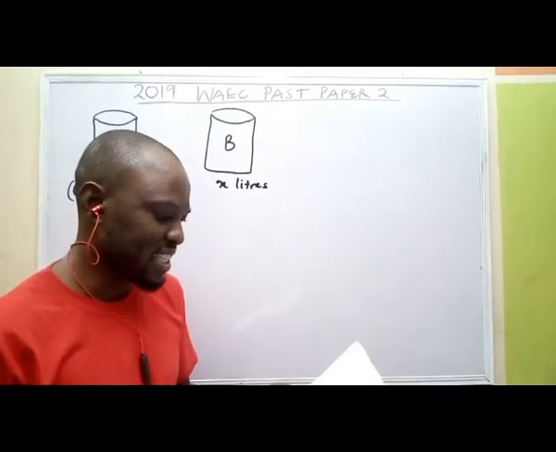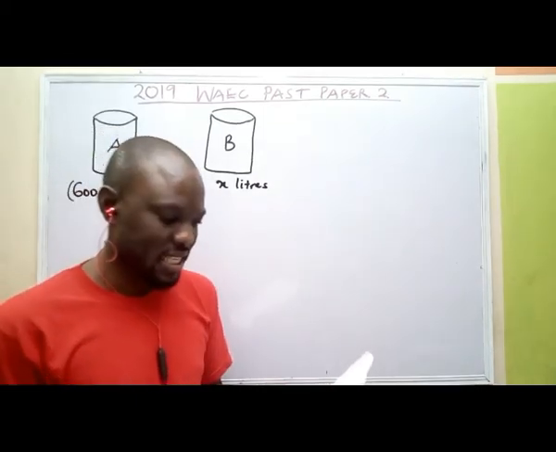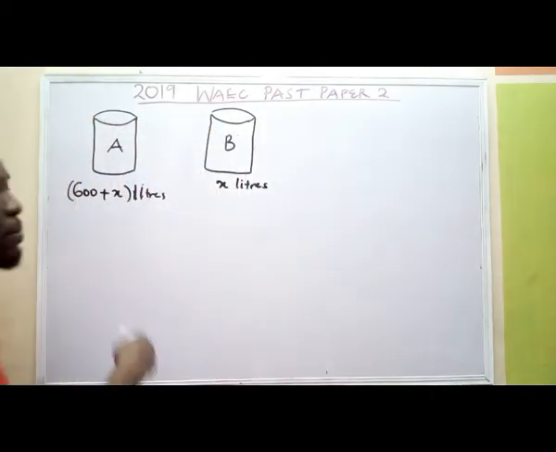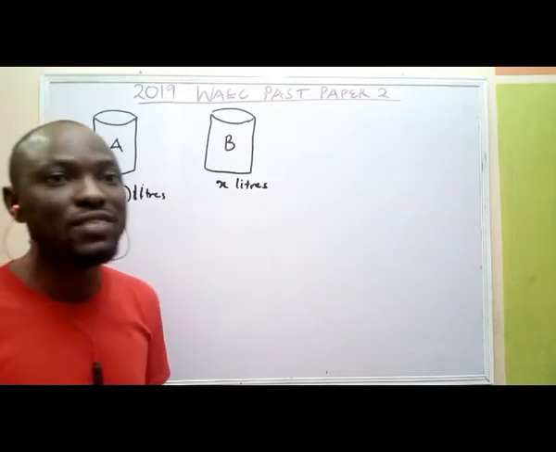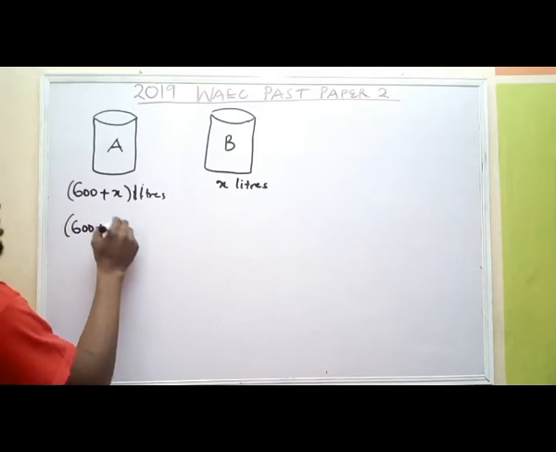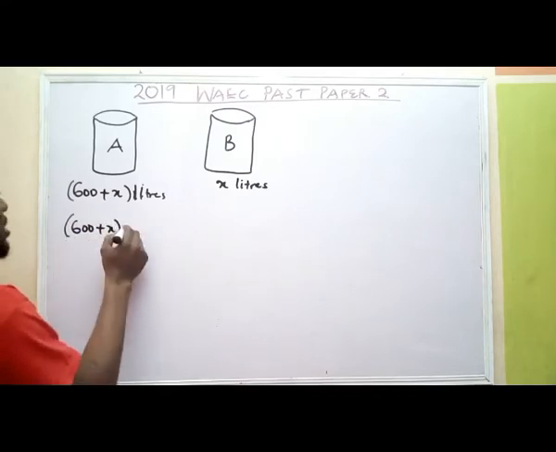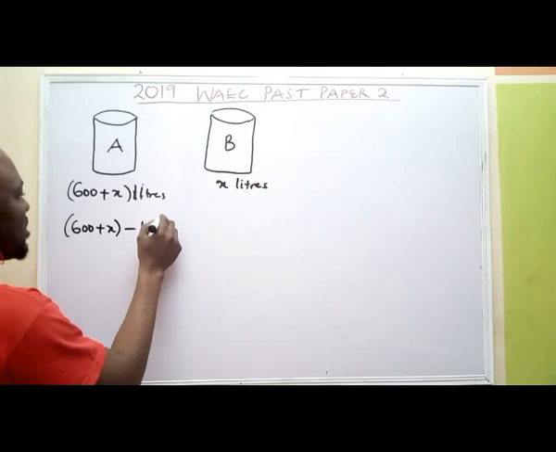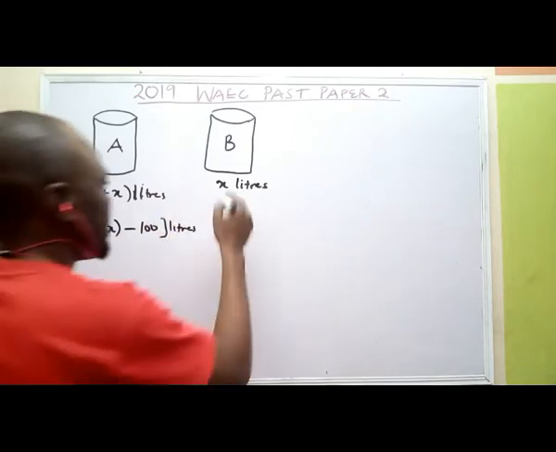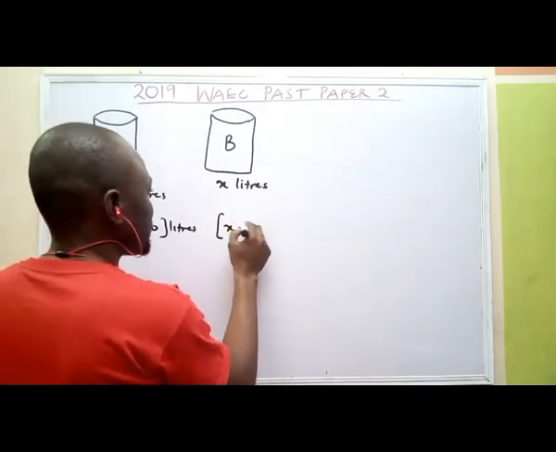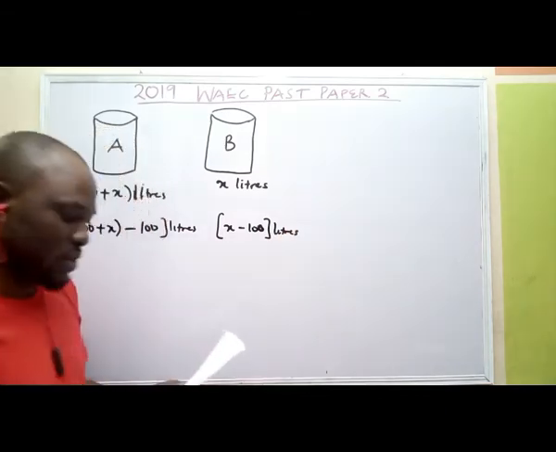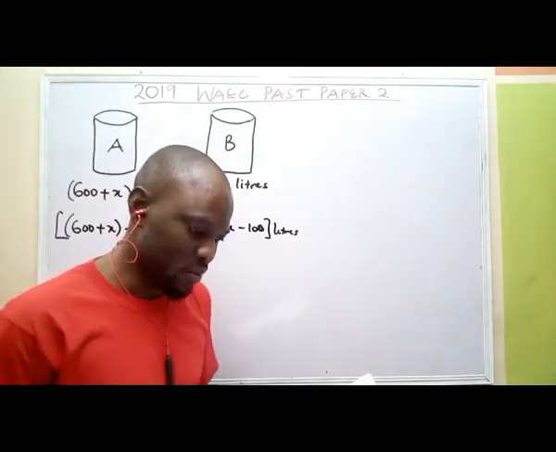Now the question says that if 100 liters was pumped out of tanks A and B, so if we pump 100 liters out of tank A, it means we're subtracting 100 liters from tank A. So I'm going to do 600 plus X minus 100 in liters for A. Now B will be X minus 100 liters. So that's about that. Then we'll continue.